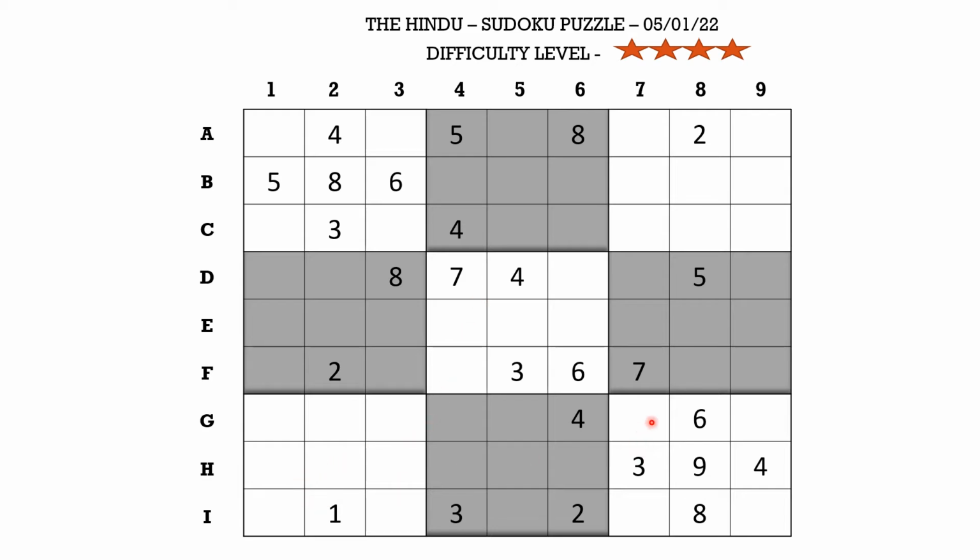Let's try to fill this ninth block. In row I, you have 1 and 2. This 1 and 2 blocks the bottom row. So these two cells in the top row take 1 and 2. Now the missing numbers in this block are 5 and 7. This 7 blocks here. So this is 5 and this is 7.